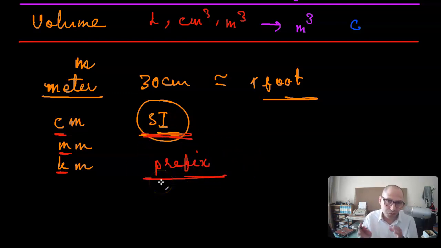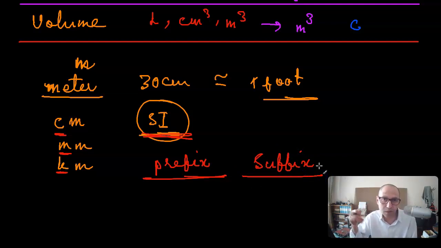So the word prefix, what this means is that it is fixed to something: pre, meaning before something. And we also have something called a suffix. A suffix is something that you attach to the end of something, meaning after something. So prefix comes before something, suffix comes after something, right? So centi is a prefix, meaning it comes before meter. Milli is a prefix, it comes before meter. Kilo is a prefix, it comes before meter, right?